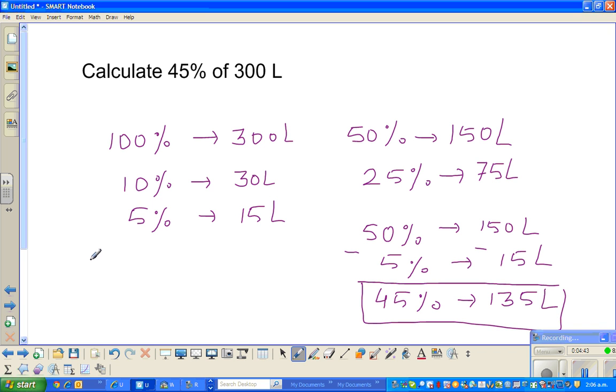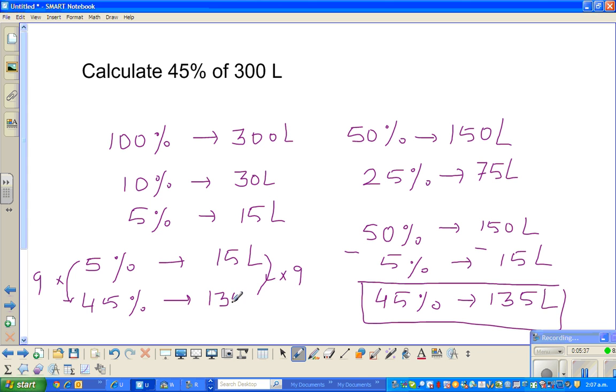Okay, so if you know 5% is 15 liters, from 5% can I go to 45%? So what's the relation between 5 and 45? Five goes in 45 how many times? I know 5 times 9 is 45. So if 5 times 9 is 45, you do the same thing here. You have to multiply this by 9. So 15 times 9. Many of you may know 135, but if you don't, don't worry, you can do it. 15 times 10 is 150, and then take away 15, which is 135 liters. This is a different, second way of doing it.